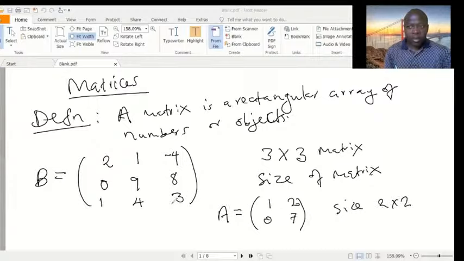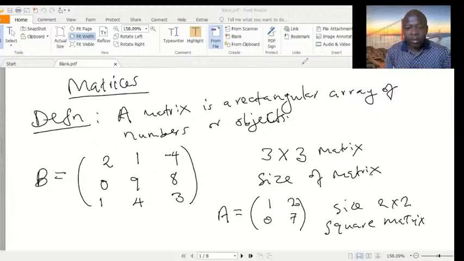Now what you notice is that in the 2 matrices I've given as examples here, the number of rows is the same as the number of columns. For instance, here the rows were 3 and the columns were 3. And here we have 2 rows and 2 columns. So when the number of rows and the number of columns are the same, then we say that it is a square matrix. A square matrix is one whose number of rows and number of columns are equal.